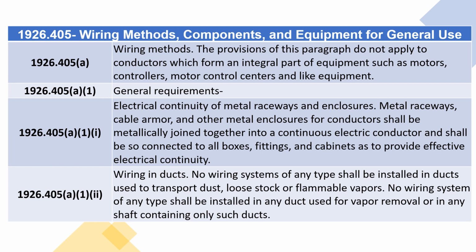1926.405 A.1.2. Wiring in ducts. No wiring systems of any type shall be installed in ducts used to transport dust, loose stock, or flammable vapors. No wiring system of any type shall be installed in any duct used for vapor removal or in any shaft containing only such ducts.